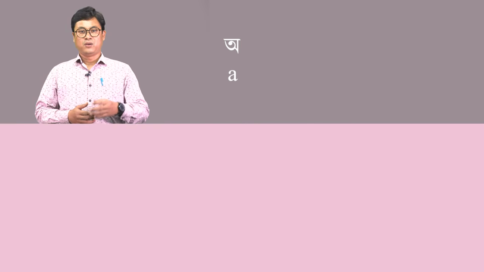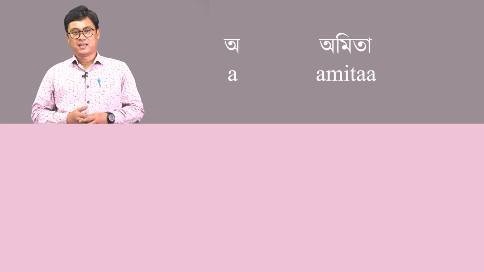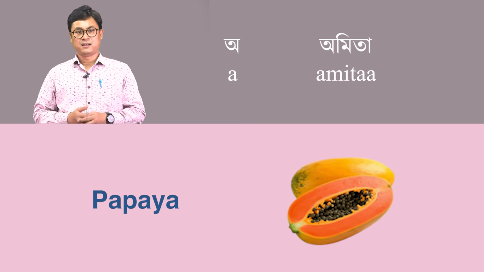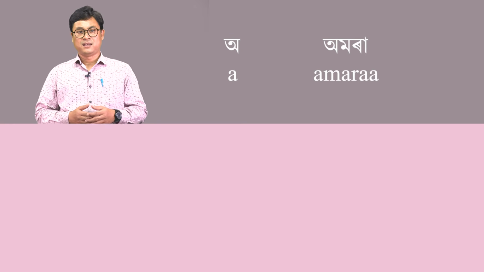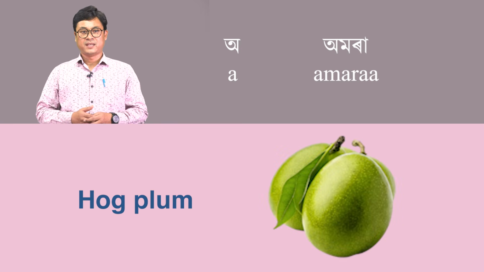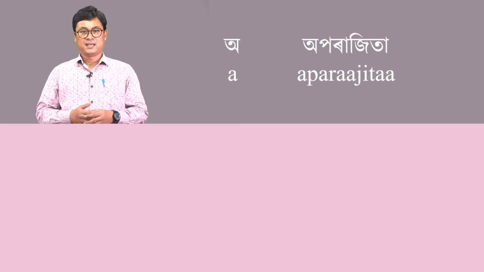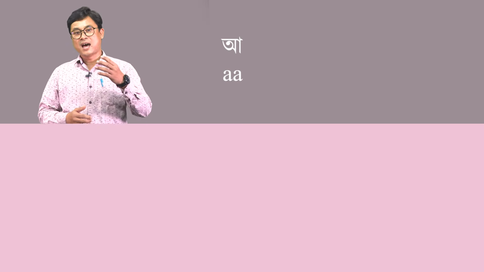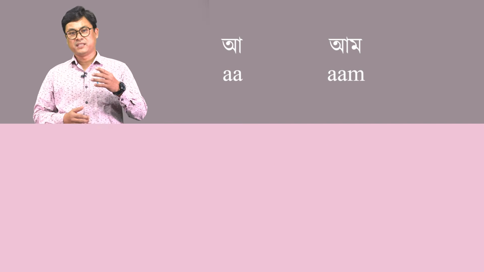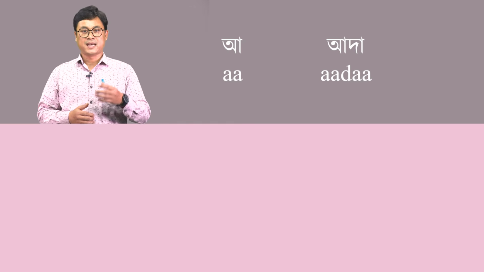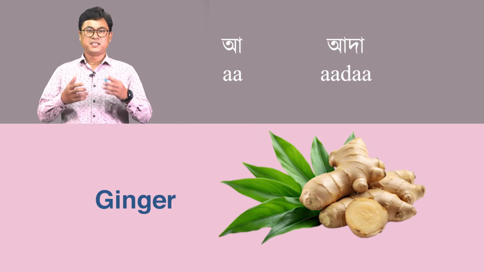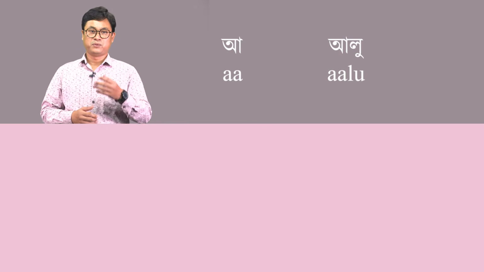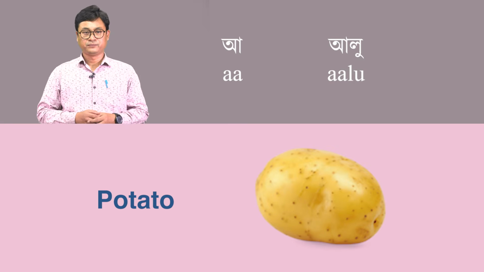O. O for Omita, that means papaya. Omora means hog plum. And Oporajita, that means butterfly pea. A. A for Am, that means mango. Ada, which means ginger, and alu means potato.